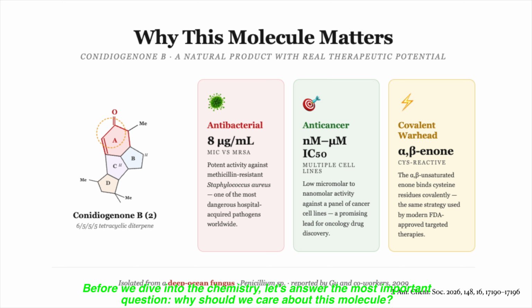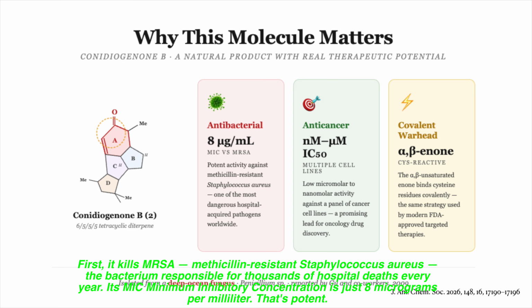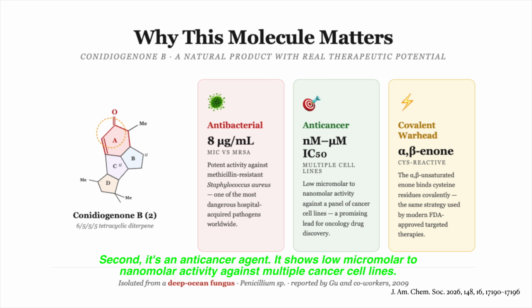Before we dive into the chemistry, let's answer the most important question. Why should we care about this molecule? Conidiogenone B is a natural product isolated from a deep ocean fungus. It has 2 powerful biological activities. First, it kills MRSA, the bacterium responsible for thousands of hospital deaths every year. Its MIC, minimum inhibitory concentration, is just 8 micrograms per milliliter. That's potent.